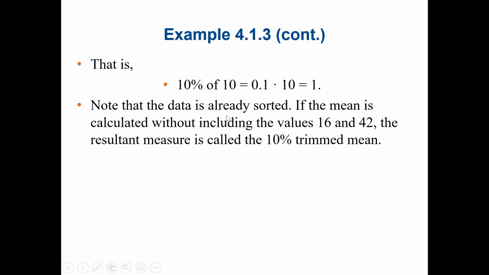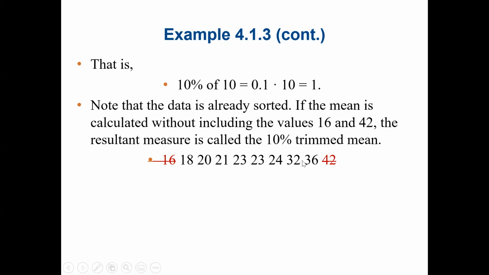Now, note that the data is already sorted. That's one thing we should consider. If the mean is calculated without including the values of 16 and 42, then the resultant measure is called the 10% trim mean. Again, for 10% trim, the total values are 10, which means we are going to take only 1 from each end. So we remove the lowest, 16, and the highest, 42.